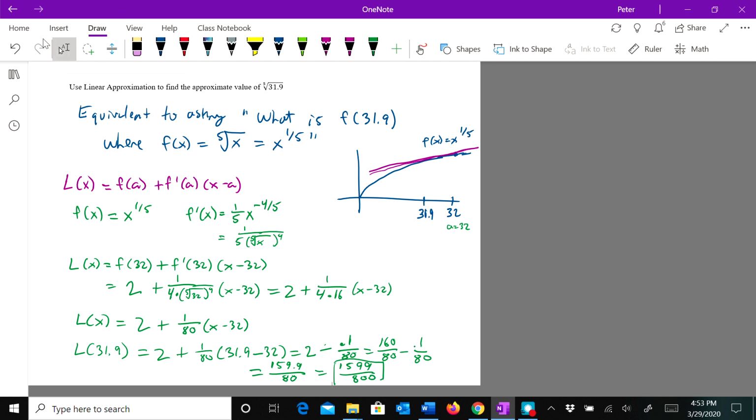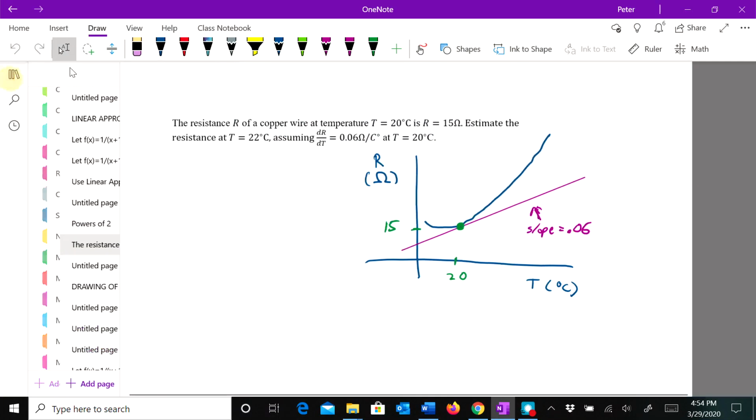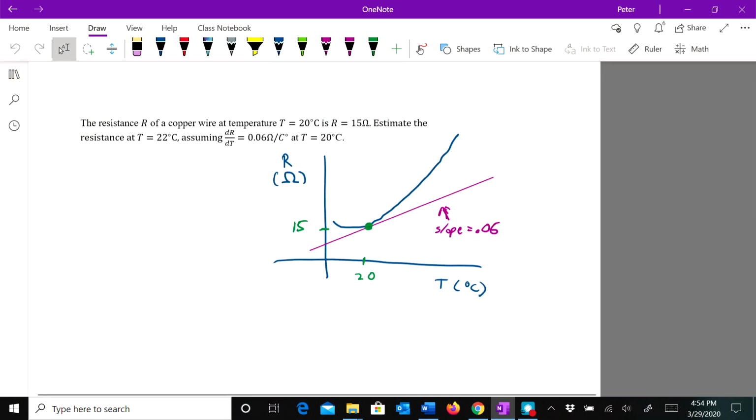Okay, let's do just one more example. This is one of the harder ones that appeared on Sapling, so I want to show you how to do that. So let's see. Let's go to this problem here.